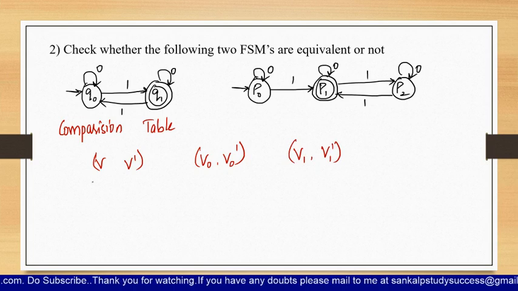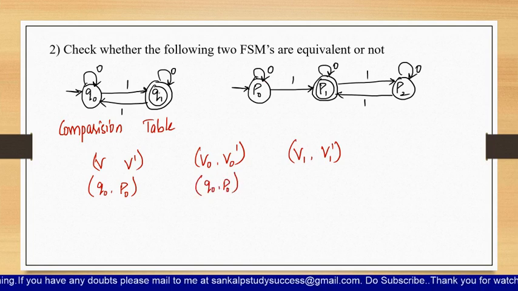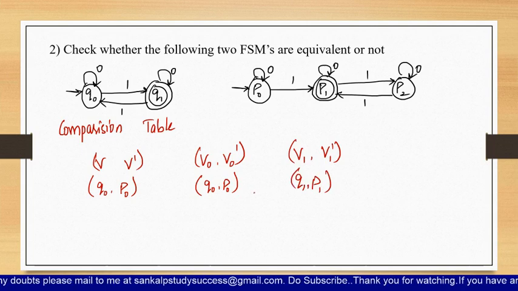Now we start with the initial states Q0 and P0, because Q0 is the initial state here and P0 is the initial state here. From Q0 and P0, if you apply 0, it goes to Q0 and this also goes to P0, so you get Q0, P0. Then if you apply 1, it goes to Q1 and here it goes to P1, so you get Q1, P1. Now let us see whether both belong to final or non-final states. Q0 is non-final, P0 is non-final, so no problem. Q1 is final, P1 is final, so no problem.